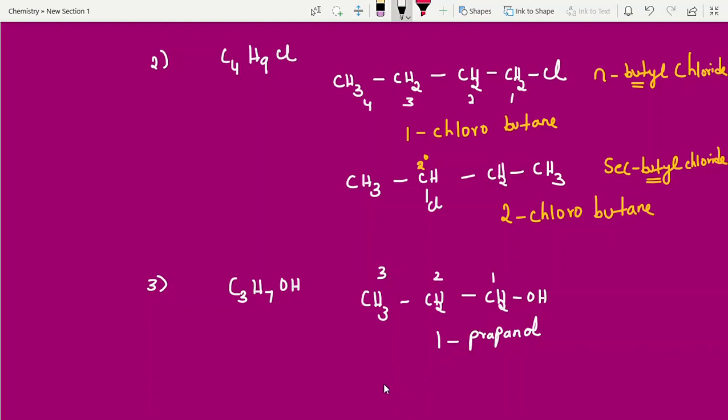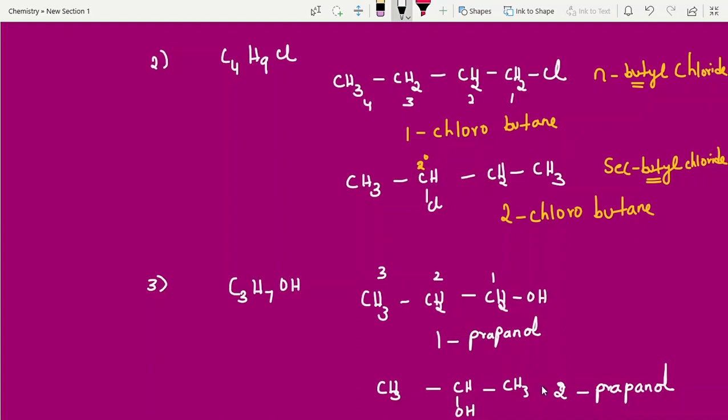What about 2-propanol, students? CH3, CHOH, CH3, right? This is what we call 2-propanol. 1-propanol, 2-propanol. Root word no change. Only the position of the substituent, the position of the functional group, changes. That's all. This is what we call positional isomerism.